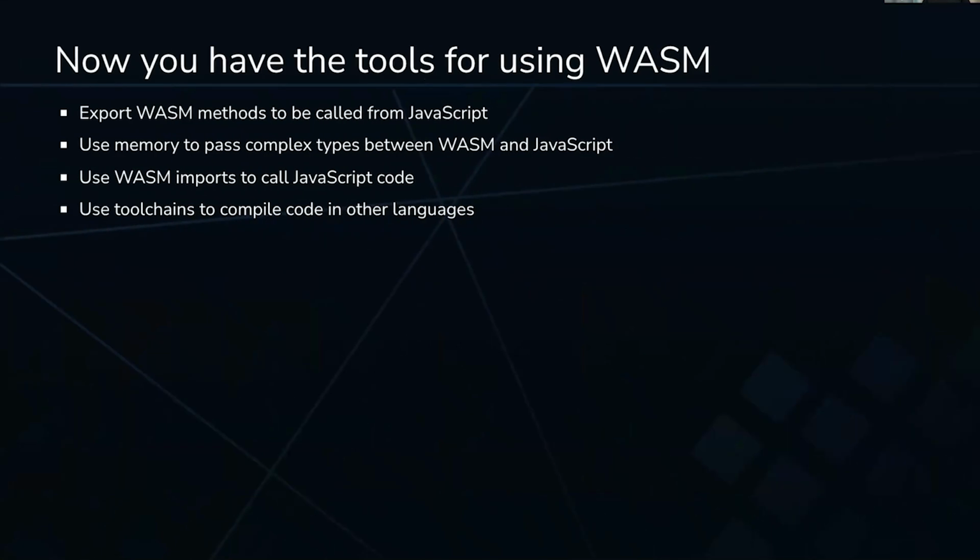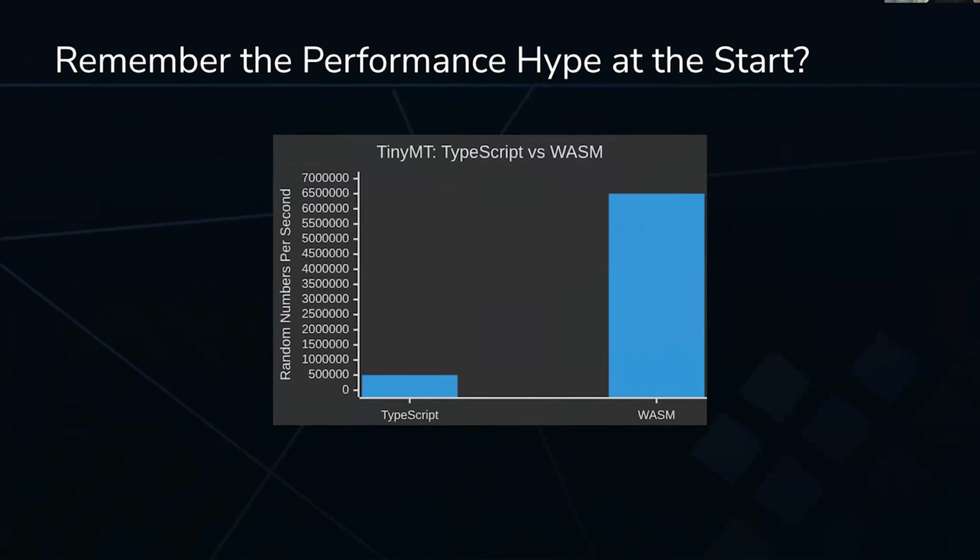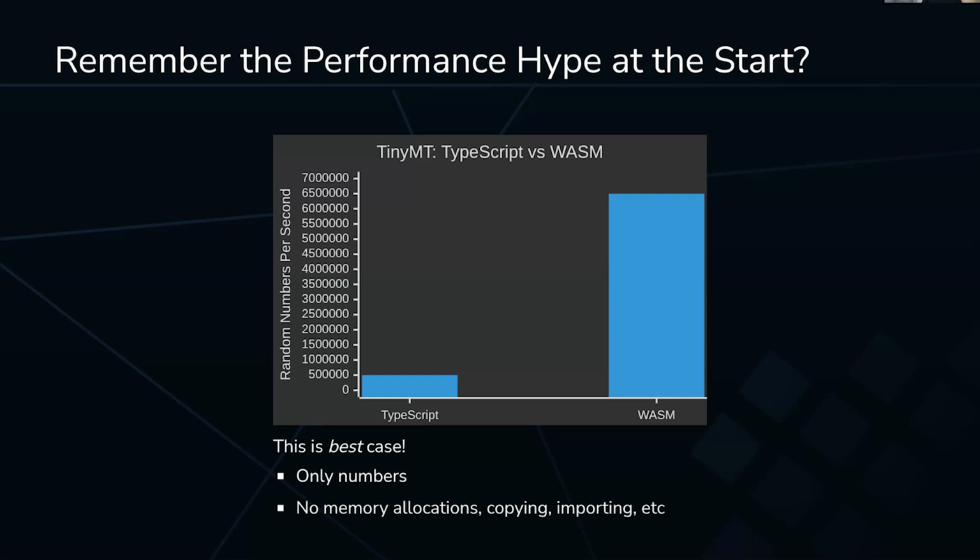So at this point, we can do anything we want to in WebAssembly. So we should, right? Not quite. We'll go back to this benchmark. I've been hinting at this throughout, but this benchmark is the best case scenario. It is only numbers, so there's very minimal overhead, and we're not switching back and forth. We're not copying. We're not importing. We're not deferring to JavaScript. And so all we have to do is add a few of those, and this gap will drop dramatically very quickly.